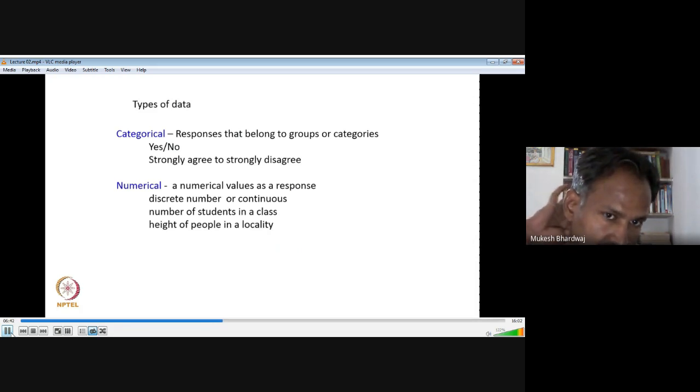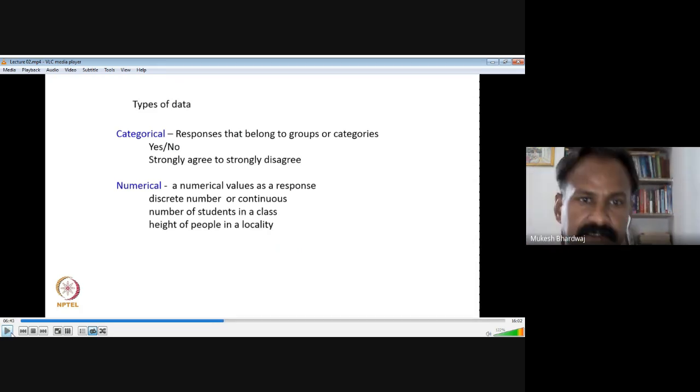So basically, according to him, types of data, one is on the basis of categorical, and the second one is on the basis of numerical. I had already mentioned quantitative and qualitative. Categorical means qualitative and quantitative means numerical. Okay, one and the same thing.